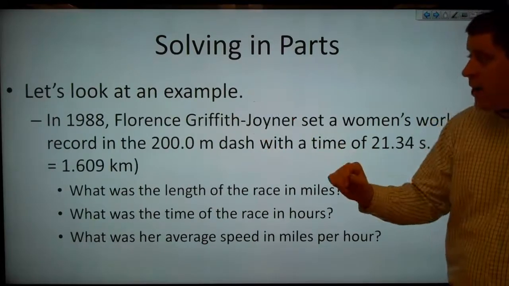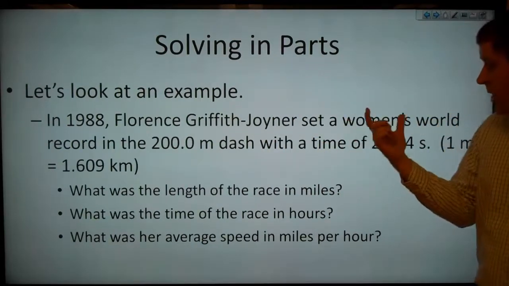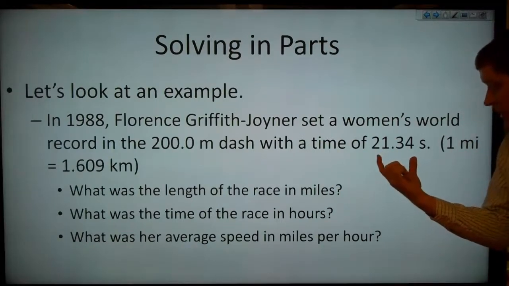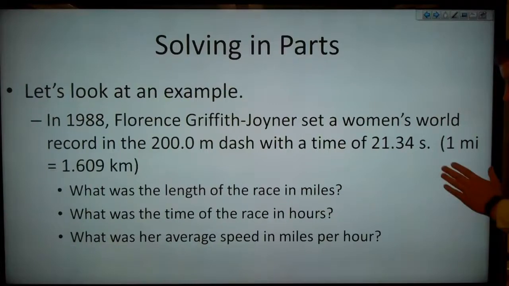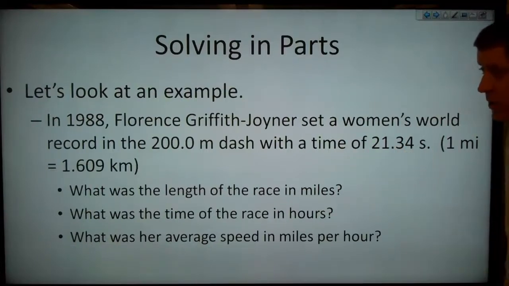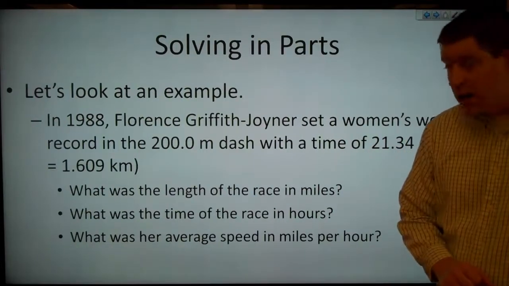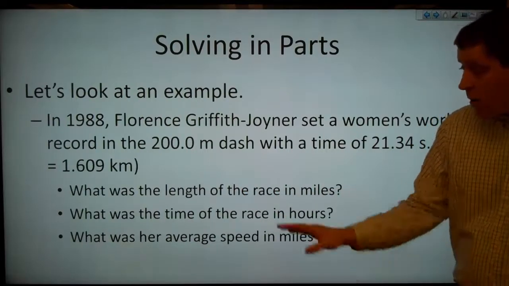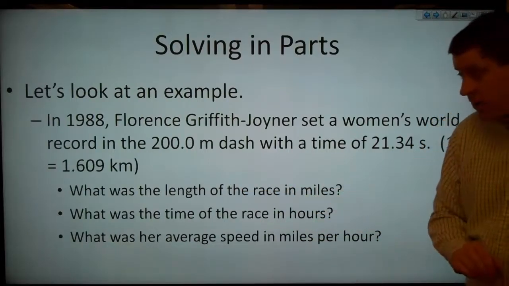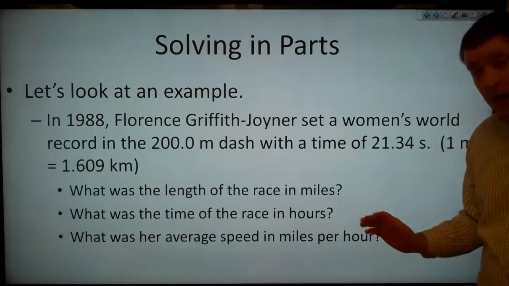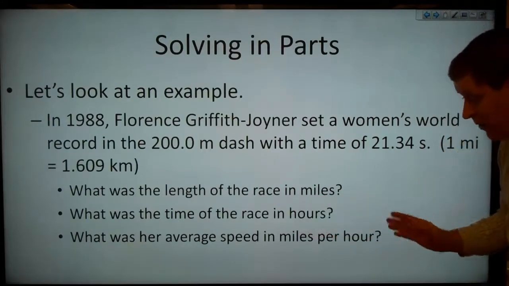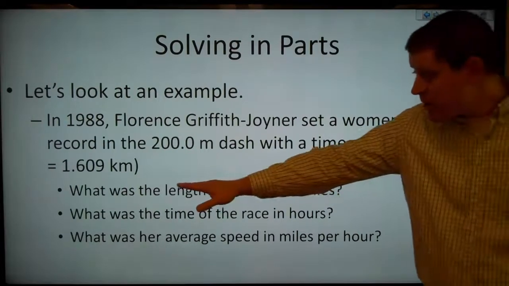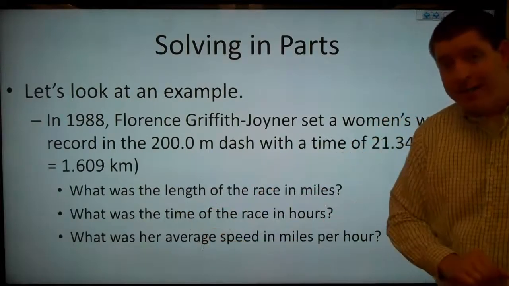In 1988, Florence Griffith Joyner set a women's world record in the 200-meter dash with a time of 21.34 seconds, and we're also given that 1 mile is equal to 1.609 kilometers. And we can ask a few questions about this. What was the length of the race in miles? What was the time of the race in hours? And what was her average speed in miles per hour? And we're going to label these questions A, B, and C.